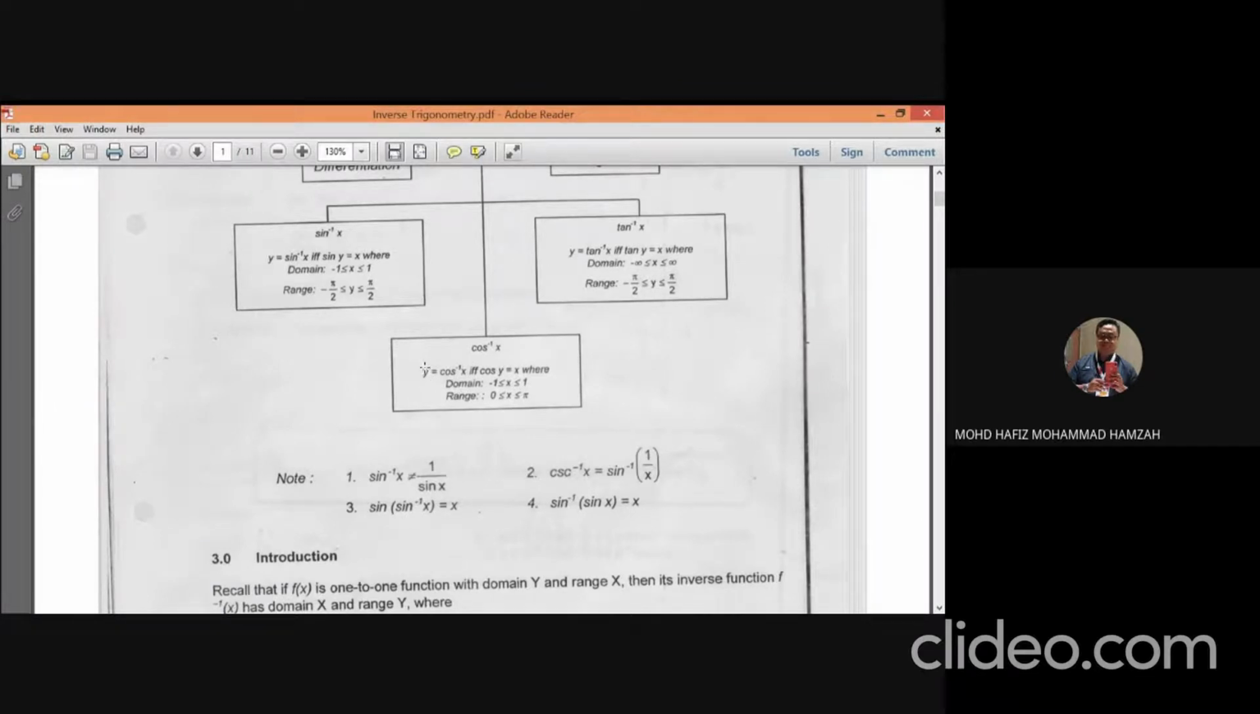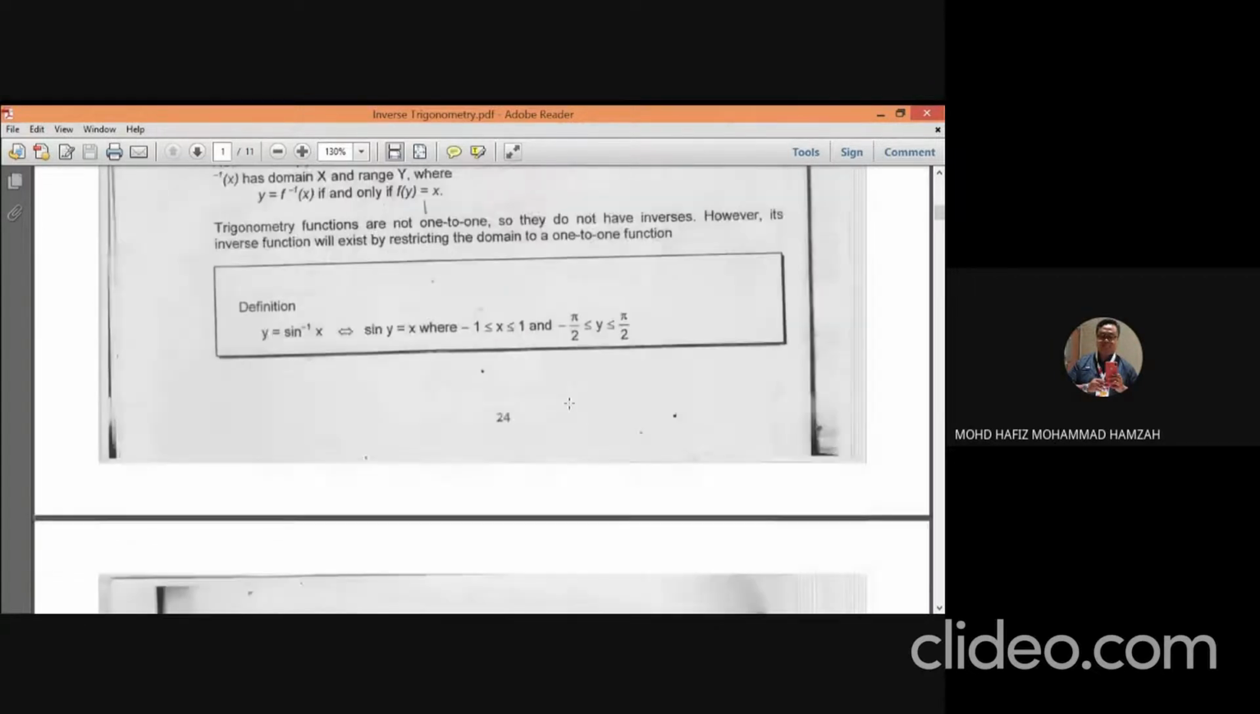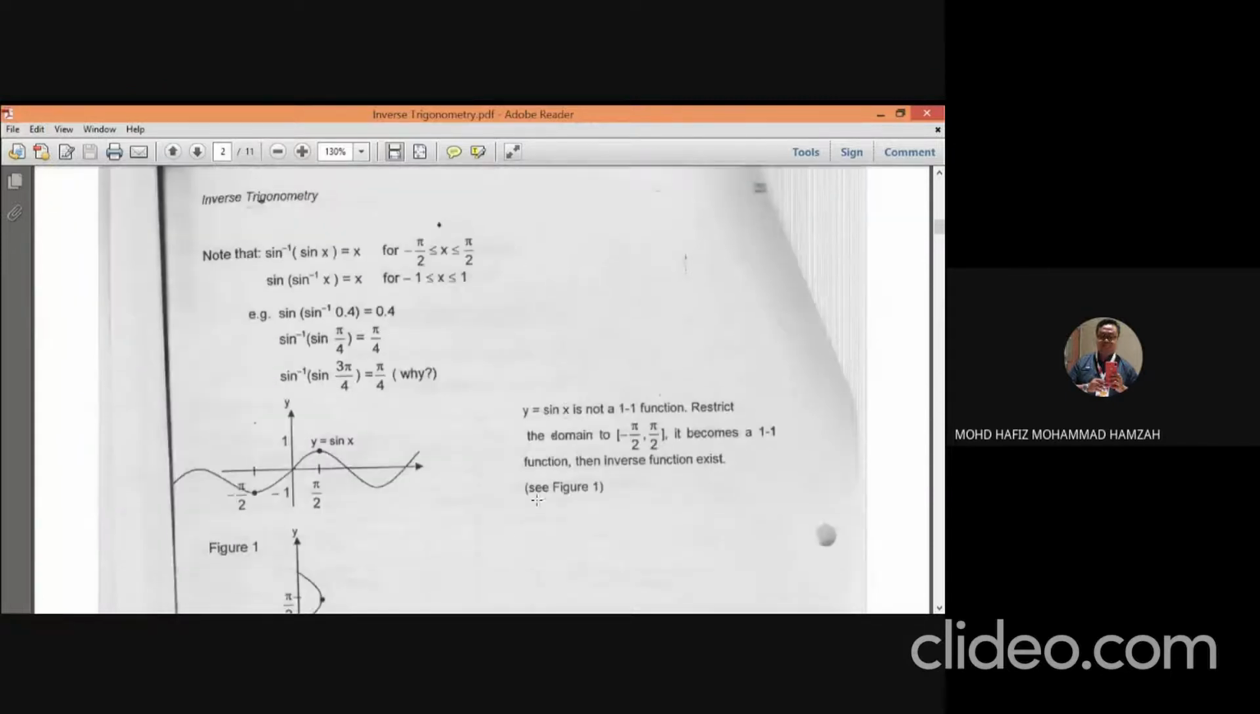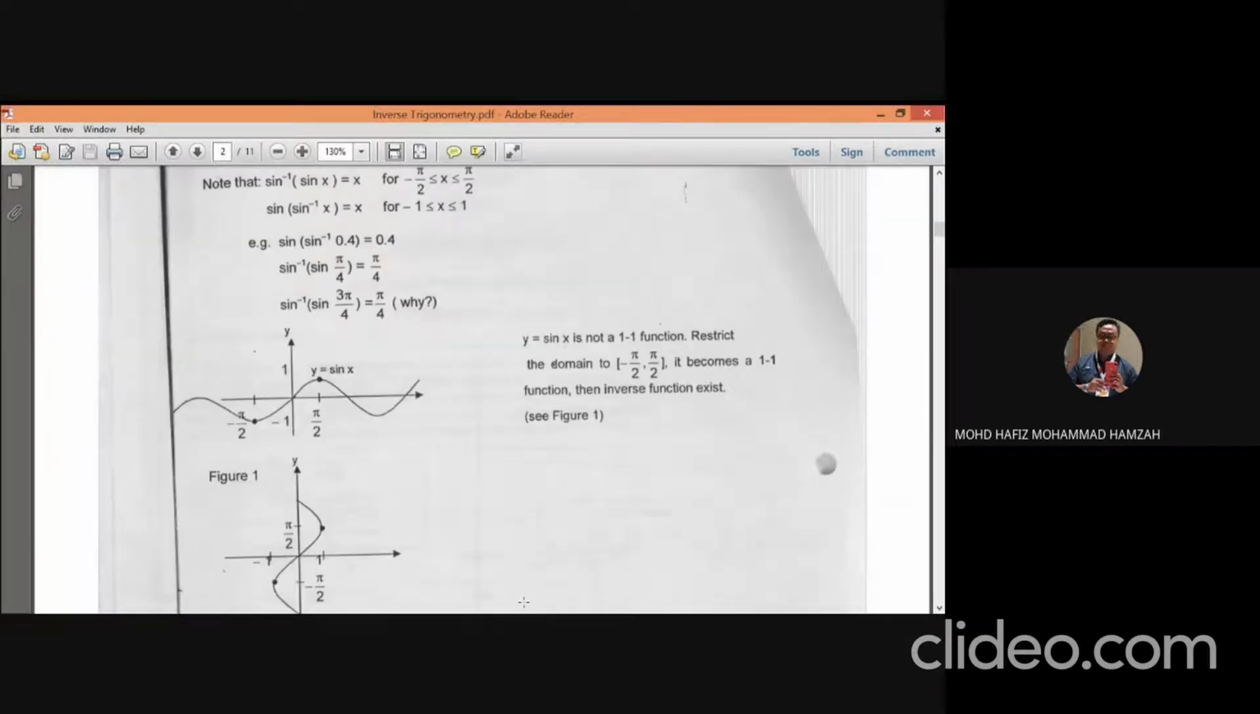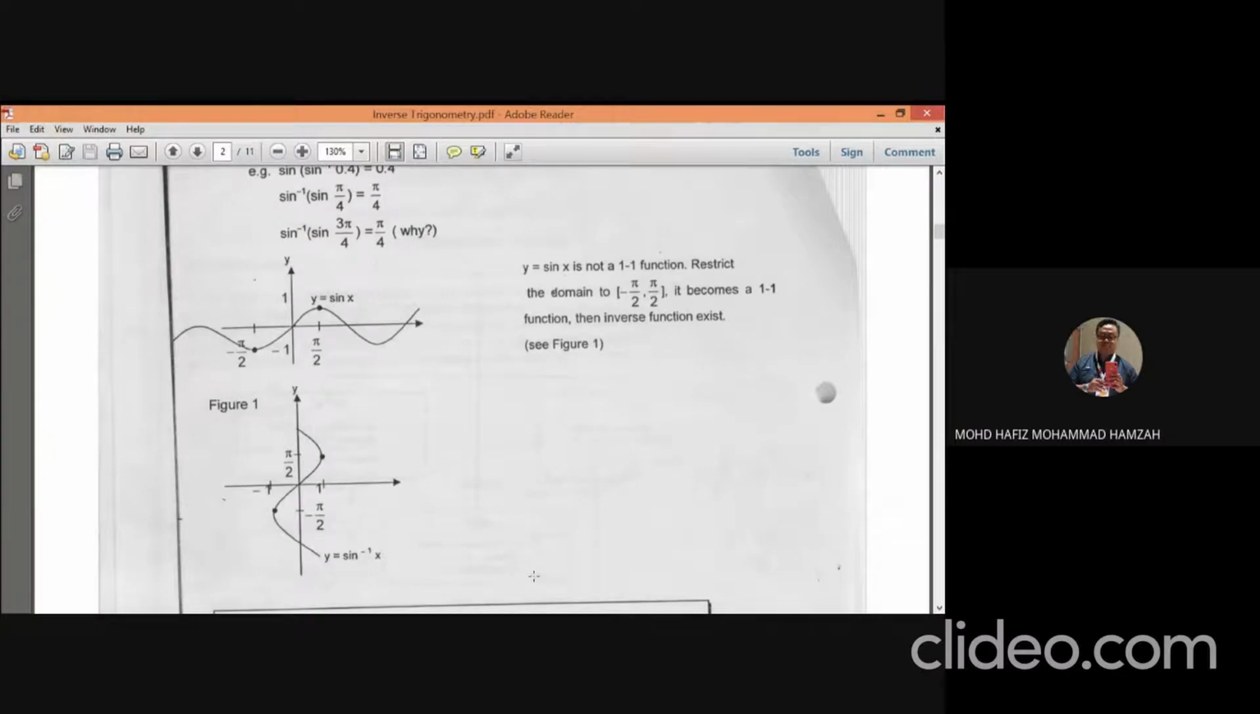Y is equal to inverse of sine if and only if, IFF stand for if and only if, sine y equal to x, where the domain, kalau you look at the sine function, betul ini mana graph dia. Okay, so these are the graph for sine function. And then bila kita cari the inverse ataupun kita plot the inverse for sine by using you can use Desmos, ataupun kalau you ada Maple, you boleh cuba key in this function, you akan dapat in this form.